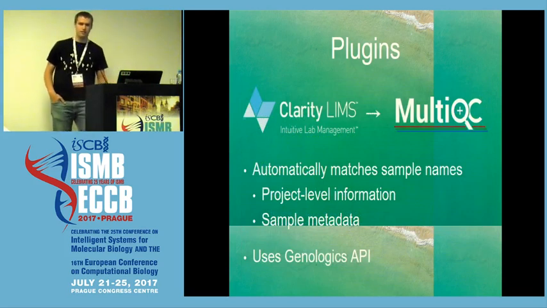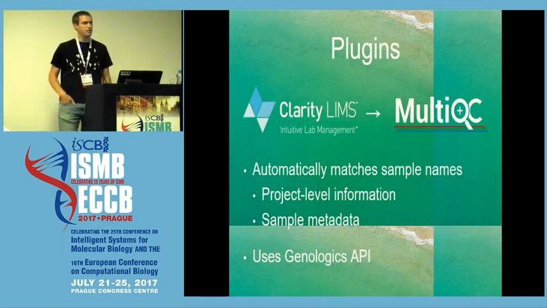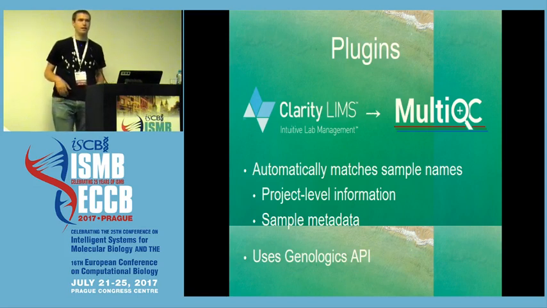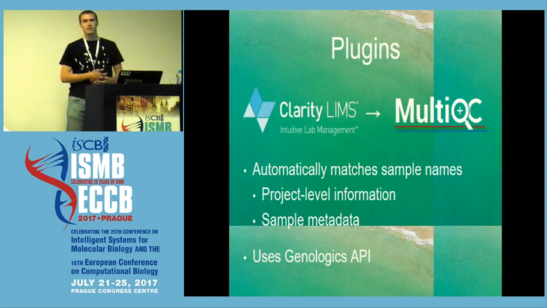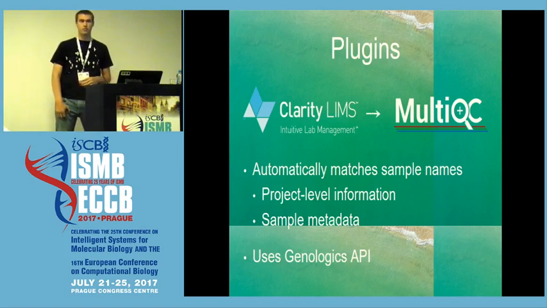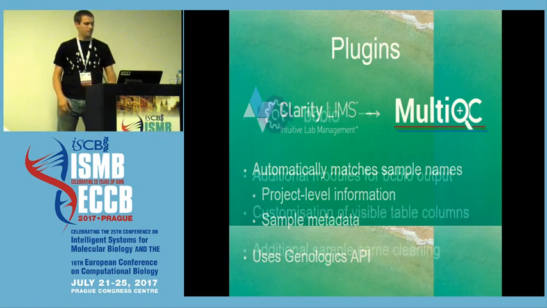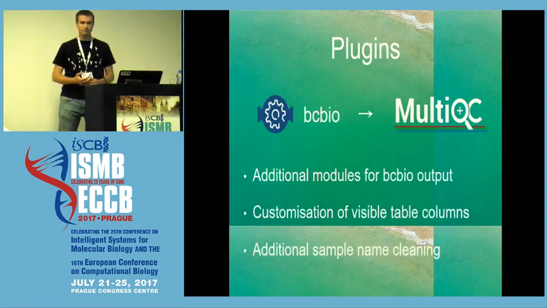We've recently released a new plugin for MultiQC which interacts with the Genologics Clarity LIMS. And we can use this to automatically find samples in the LIMS which MultiQC already has data for, and then use that to pull in project level information and also additional sample metadata. So you can run FastQC on your samples, and then this will automatically, say, pull in the RIN score for your RNA samples or the library concentration or whatever else you want to do with it. And it uses the Genologics API to do that.